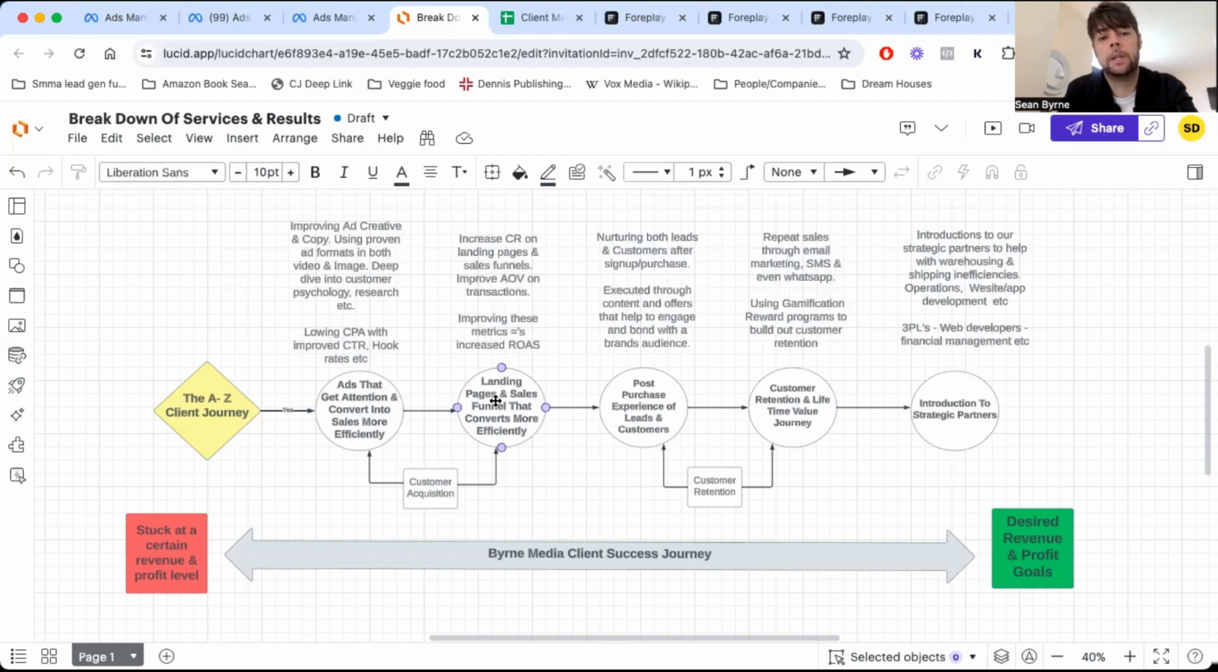All right. The other thing then is we move down the funnel a little bit. Consider this as a sort of sales funnel journey. People are met with your ads, they land on your landing page, okay? And we want to help that landing page and sales funnel, which is the cart page and order confirmation, that kind of thing. We want to improve that, have it convert more efficiently, okay? So that means increasing the conversion rate of the landing page and the sales funnel, improving the average order value on transactions. And by doing this, you're going to help again increase the ROAS.